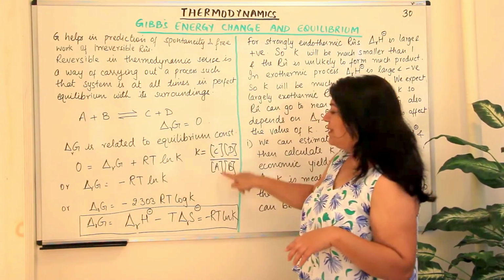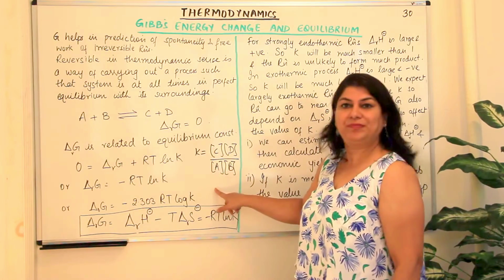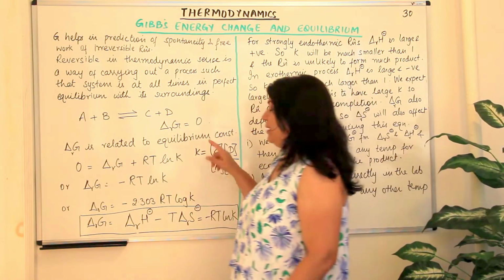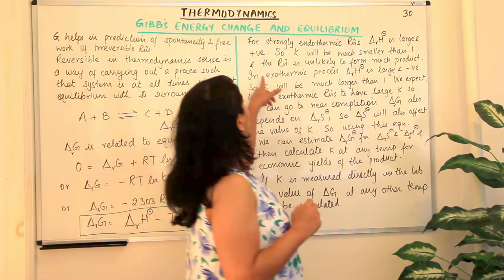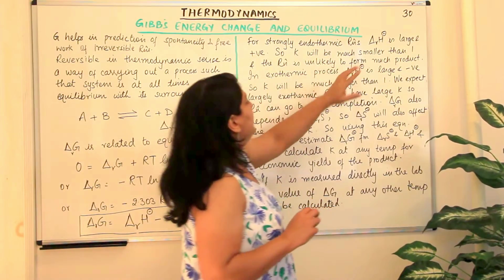If it is more than the concentration of A and B, the equilibrium constant would be much greater than 1. Right? So if it is much greater than 1, the reaction will be unlikely to form much product.